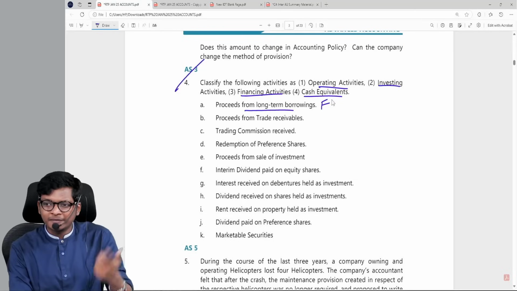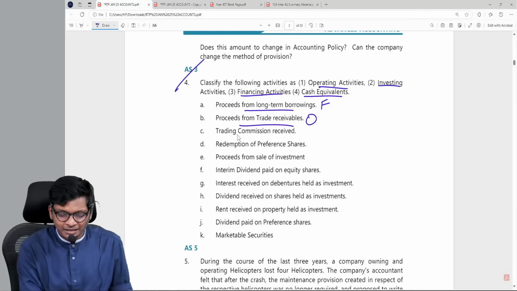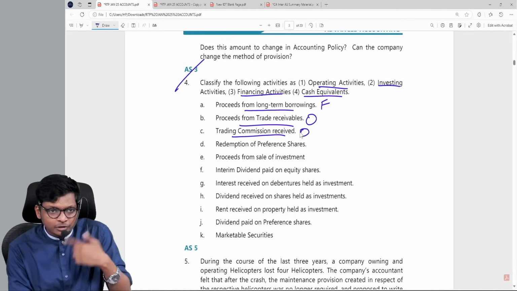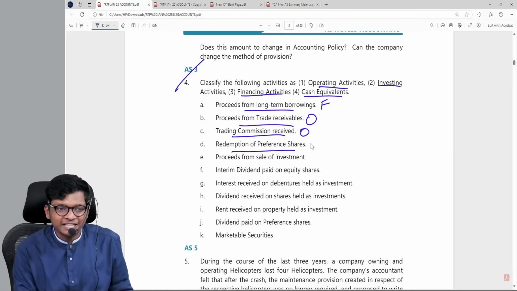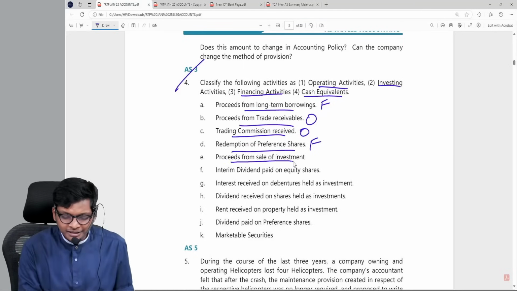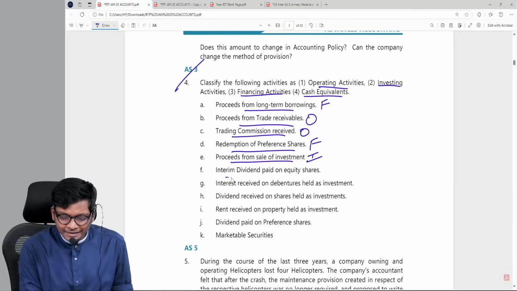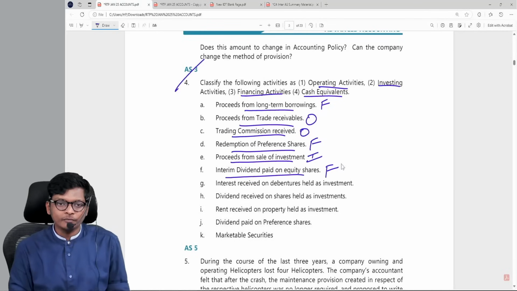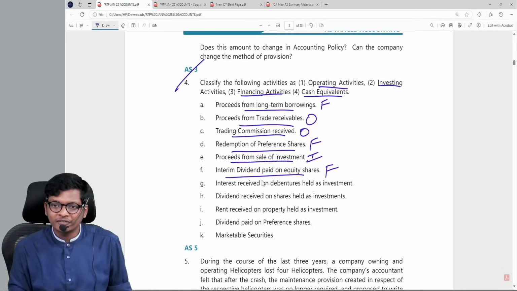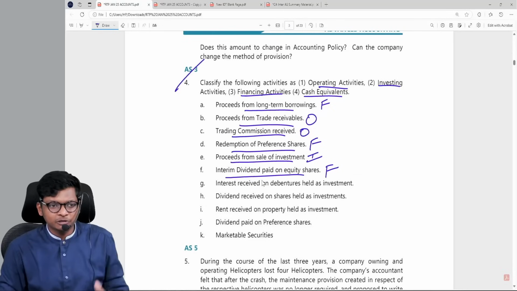We will do it together. Proceeds from trade receivables. Operating. Core business. Trading commission received. Operating. Trading commission is from the core business. Redemption of preference shares. Financing. Financing outflow. Okay, negative it will come. Proceeds from sale of investment. Investing, I sold investments, I got money. Interim dividend paid on equity shares. Financing. Interim dividend paid on equity shares is financing. Correct? Because equity shares issue is financing, that expense also is financing.